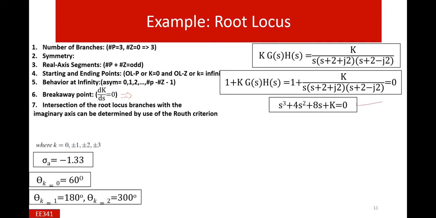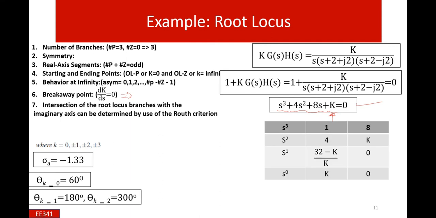From this characteristic equation we simply find this polynomial. So now we have a polynomial, and we can apply the criteria of stability on this polynomial, because this is already covered. So, a quick review of this one. First of all, we have to develop a Routh table.